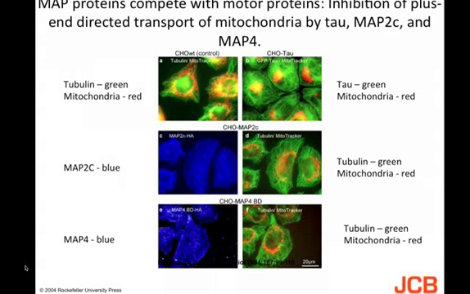This is another MAP protein, MAP2C, and they're overexpressing it. Here they're also showing that the mitochondria are stuck around the center of the cell, around the nucleus. Over here it's MAP4. The blue is just showing that they're overexpressing it and it's there. Then they're looking at the effect on the mitochondria, and here they're also stuck around the nucleus. They're not able to move.